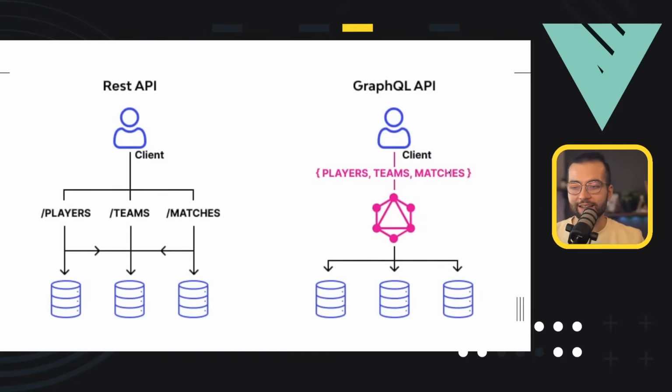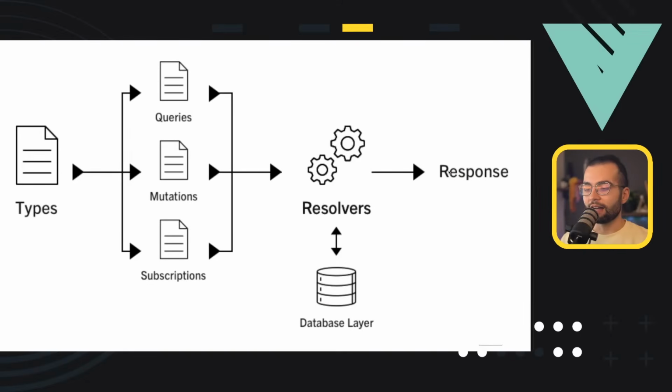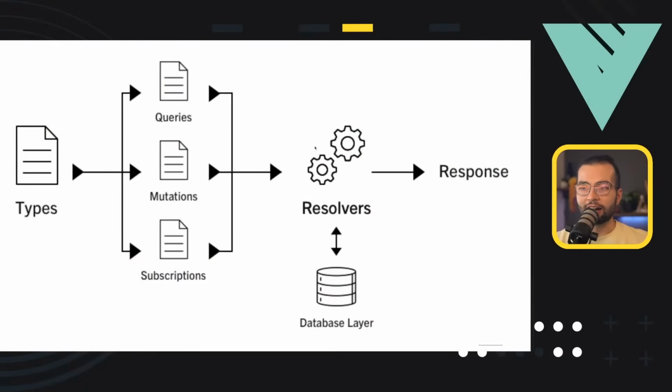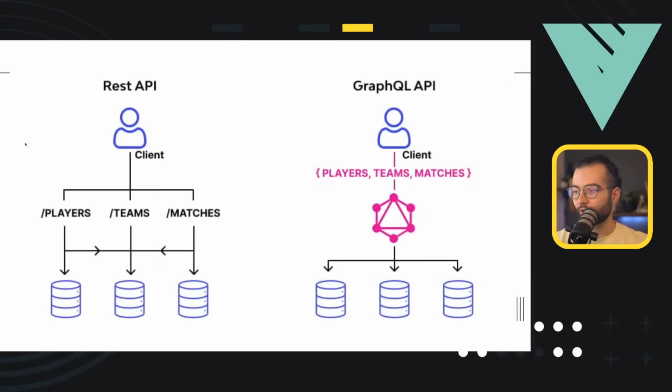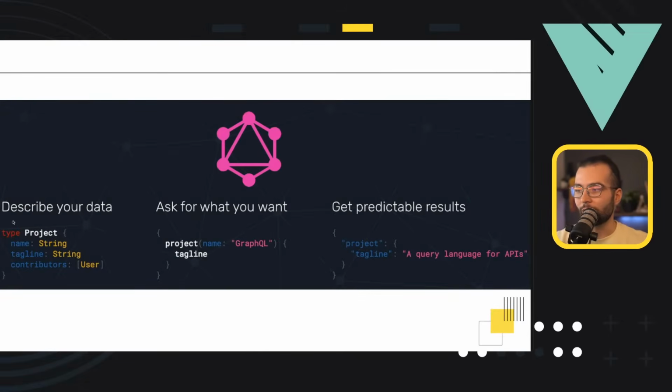So yeah, those are some of the benefits, really short. We're gonna see more of them today, but the core concepts of a GraphQL API on the server side are the following. We have types, which we saw in the previous screenshot as our way of describing our data.